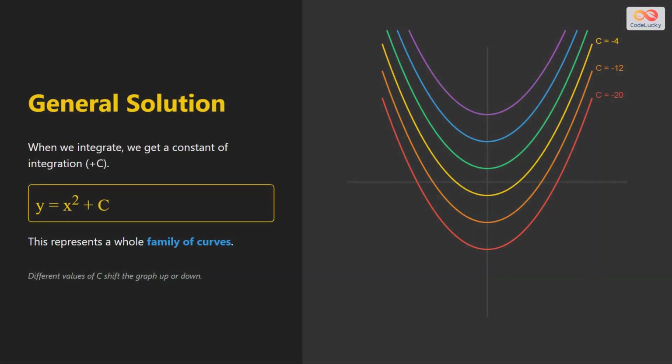Notice that constant c? Because the derivative of a constant is 0, we don't get just one solution, we get a general solution. This represents a family of curves, all with the same shape but shifted up or down.